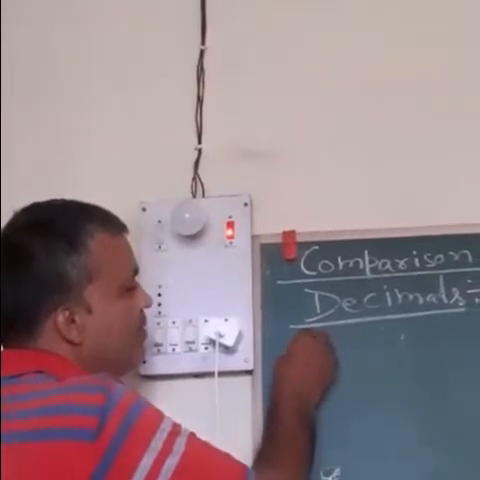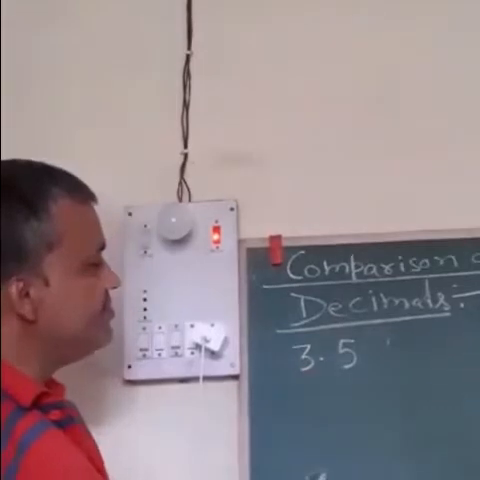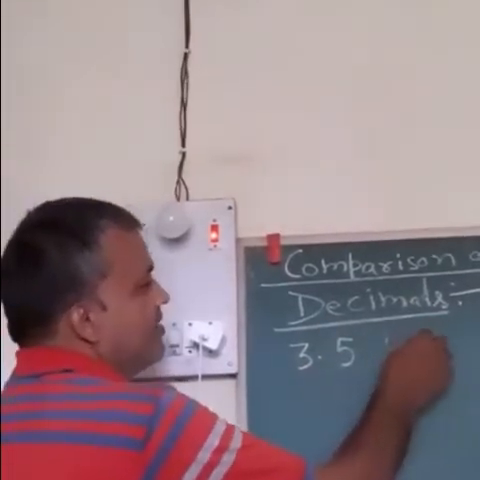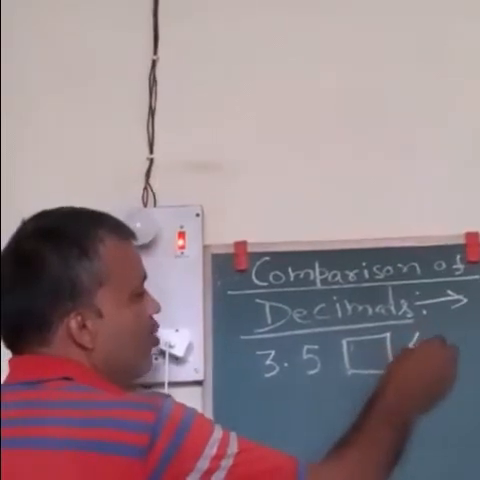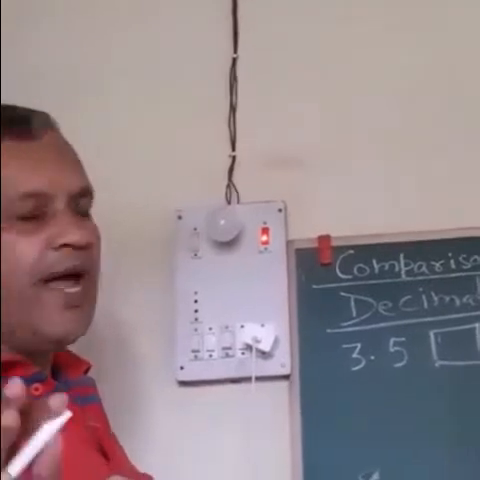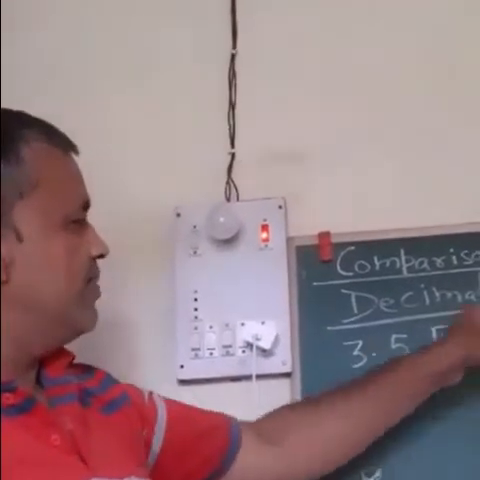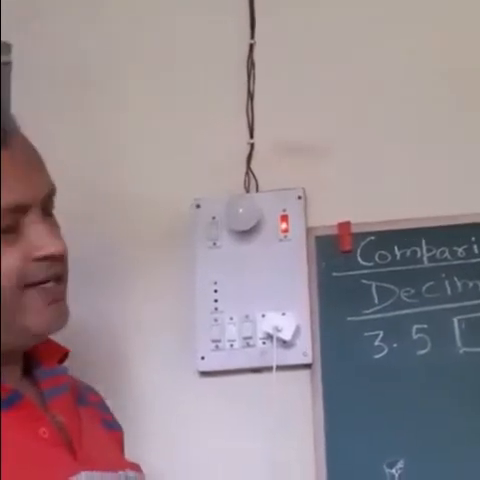Suppose we have given 3.8 and on this side given 4.89. We have to compare between these both numbers. Which number is greater? We have to find it.